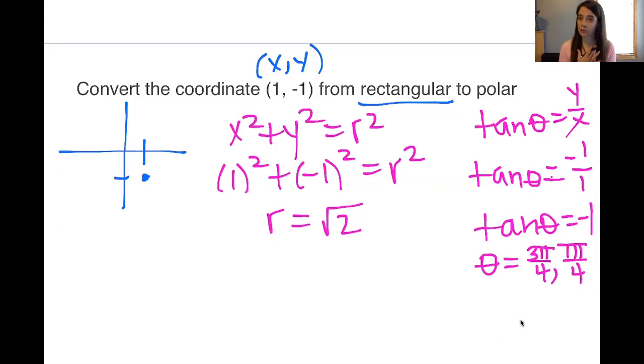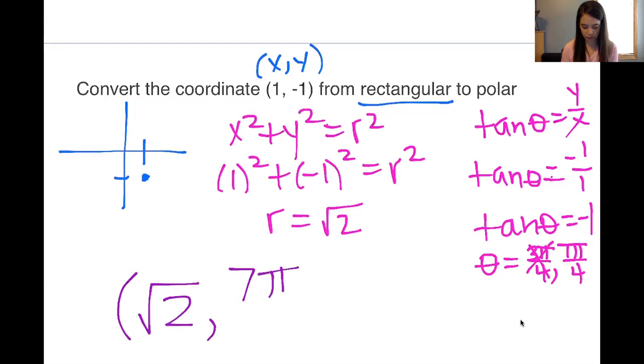Good thing we have a picture. I went ahead and plotted our point over in this corner. It looks like our coordinate is in quadrant 4. So it would make sense for us to choose 7 pi over 4 as our angle because it matches where our coordinate is placed. So our polar coordinate would be radical 2, comma, 7 pi over 4.